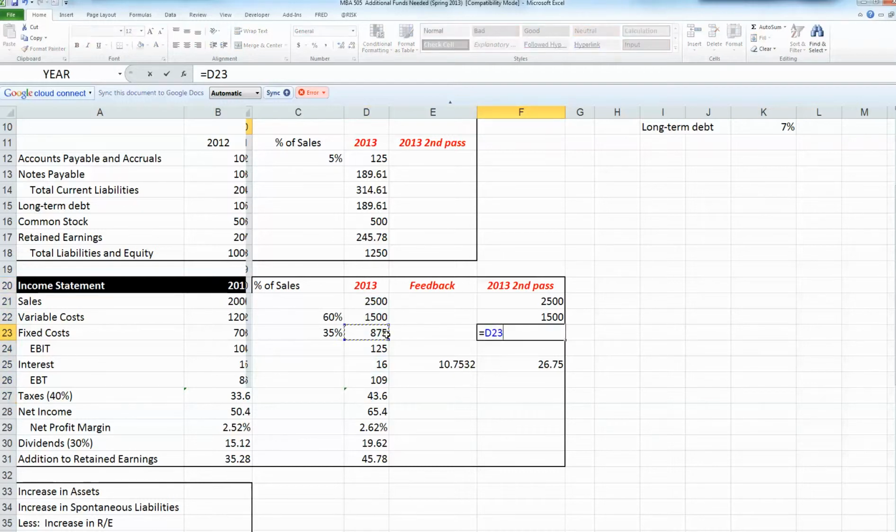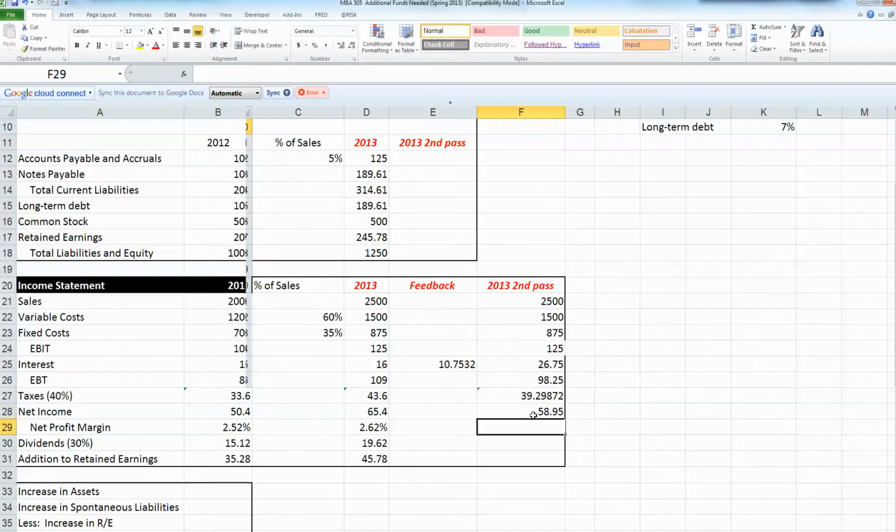So on the second pass, I can essentially pull sales from the original pass, variable costs from the original pass, fixed costs from the original pass, use the same formula to calculate EBIT, but now I deduct the new interest expense level. So I'll take EBIT minus interest to get my new earnings before taxes. Take that 40% tax rate times my taxable income to get my new taxes. Take the new EBT minus my taxes to get my new net income.